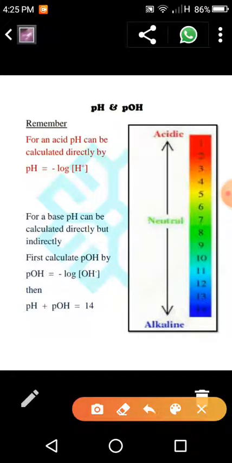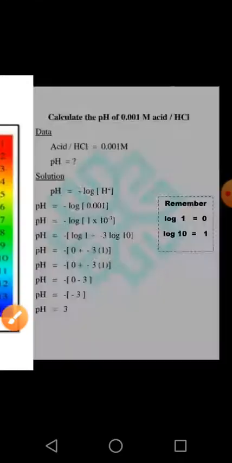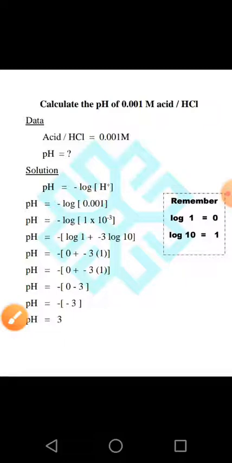First of all, we have to calculate pOH from this formula, and when the pOH has been calculated, then we can write the relation between pH and pOH to calculate the pH of the base. Now, for example, we have a numerical: calculate the pH of 0.001 molar acid or HCl. It may be acid directly, or it may be a name of a specific acid such as HCl.